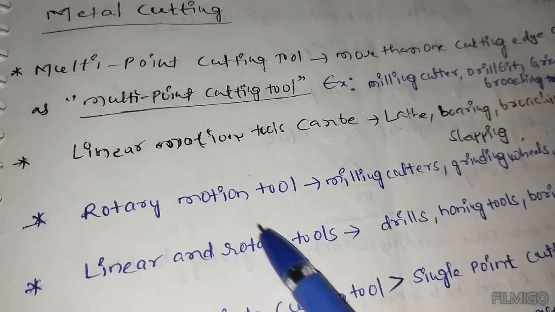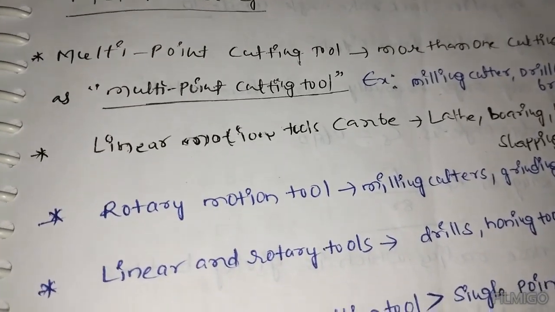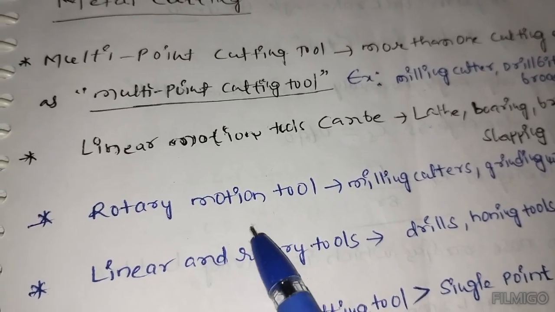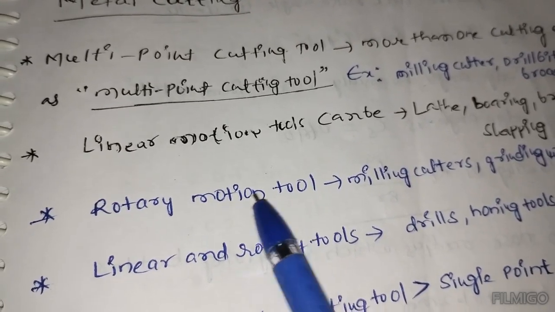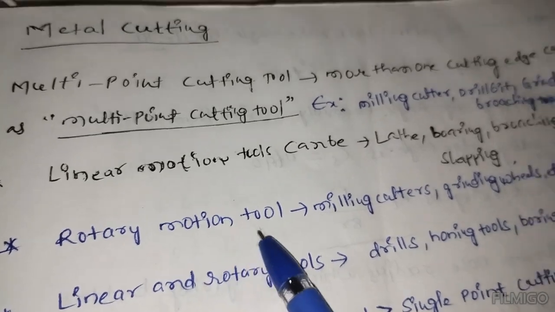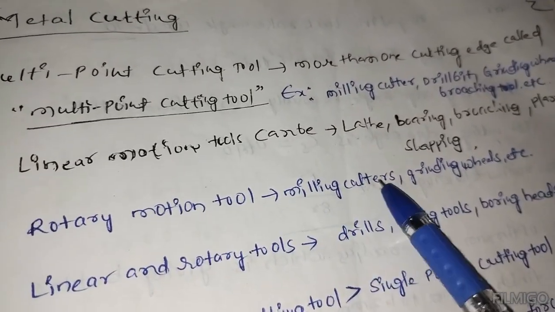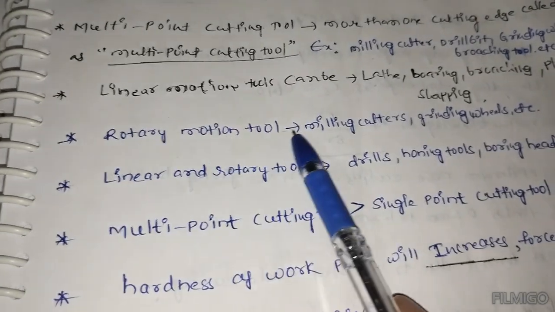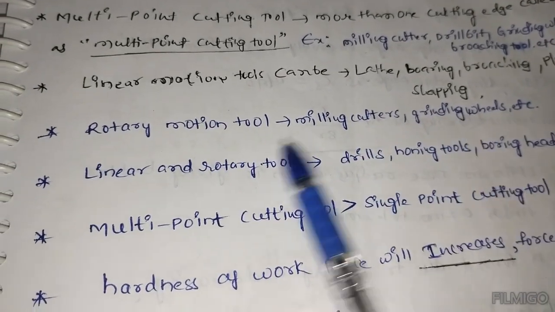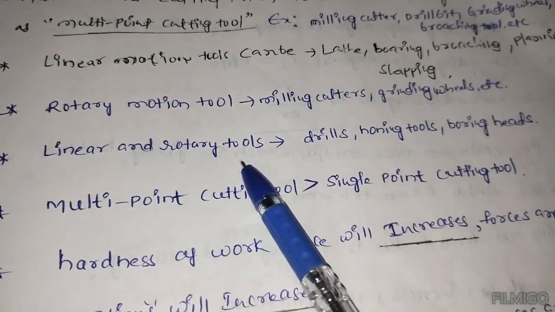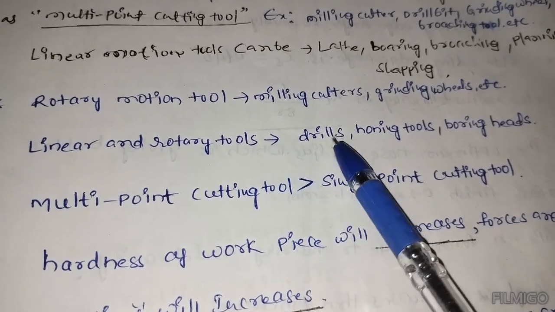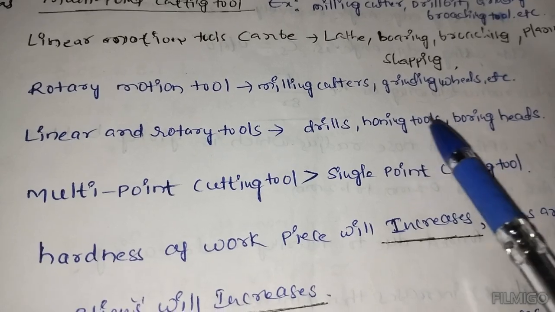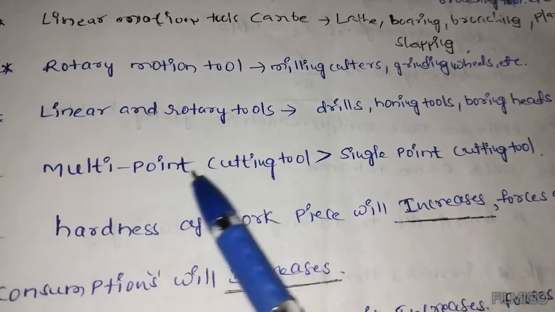Now, rotary motion tools. Axial motion will be there, so it is rotating. Milling cutters and grinding wheels have the rotary motion. Linear and rotary tools are drills, honing tools, and boring heads.